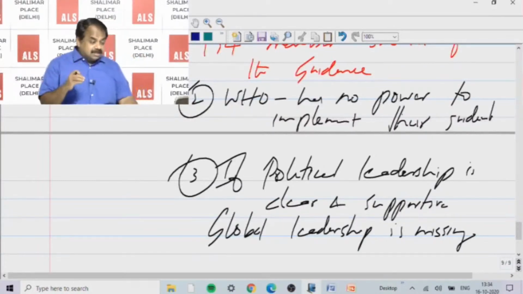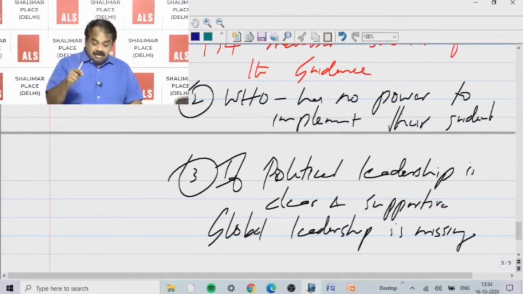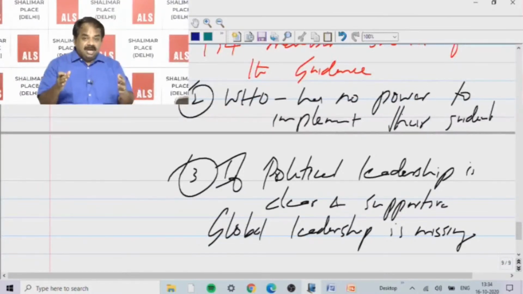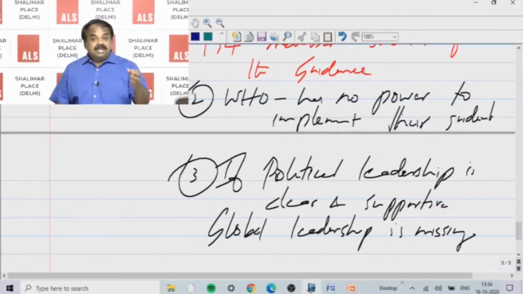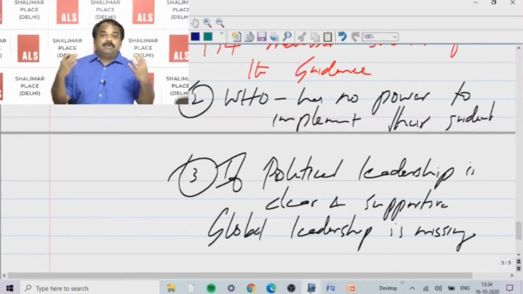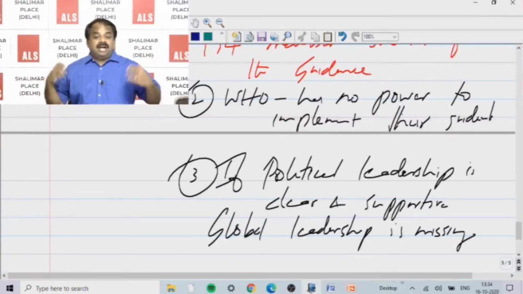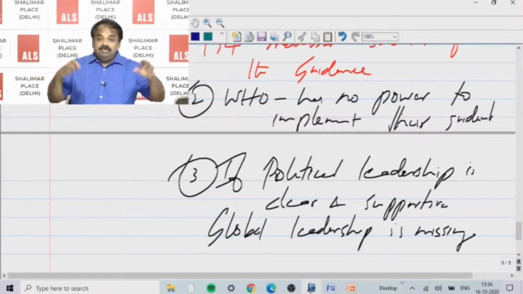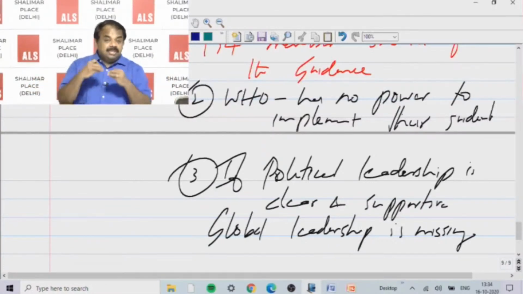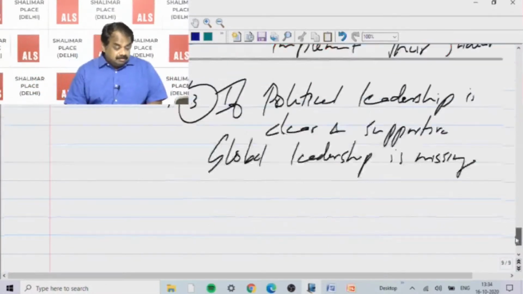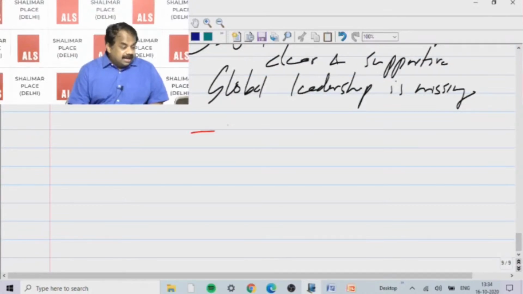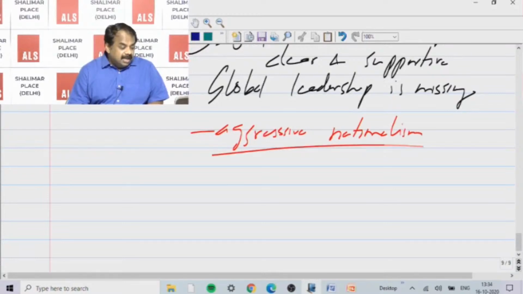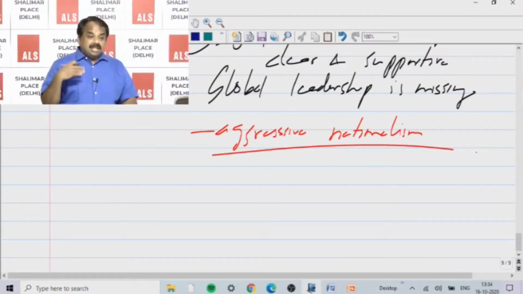This aggressive nationalism, even American President Donald Trump is only talking about how to provide medicine or vaccine to Americans. He is always talking about, I will provide, I have taken this medicine, or I survived. So, I will protect, everything is aggressive nationalism. See, the problem is with the aggressive nationalism. Even in India, we are talking about Atmanirbhar Bharat.